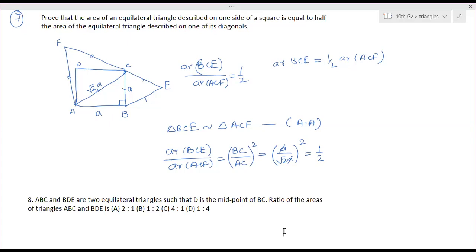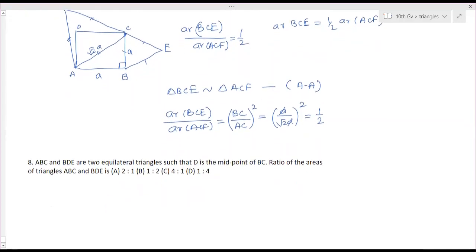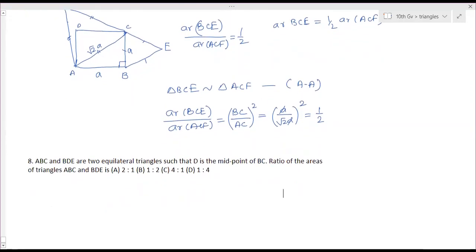Try the next question after that. This is MCQs, yeah, but we should justify it or something. You have to show it. Yeah, yeah, okay.